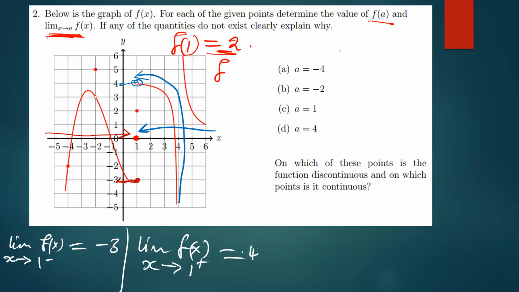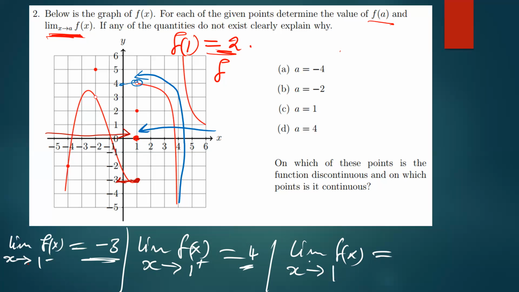So 4 is the solution. So you have -3 and 4 as answers. Now the question is asking us to find the limit of f of x as x is approaching what? Our A in this case is 1.